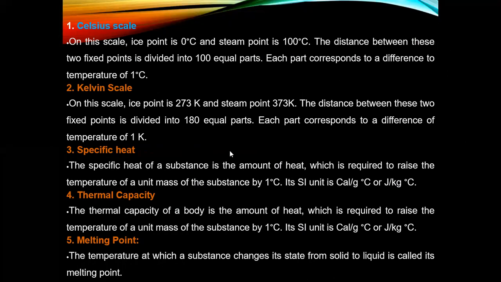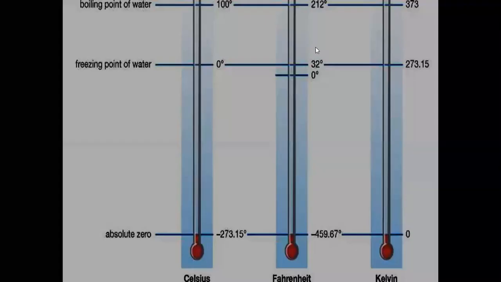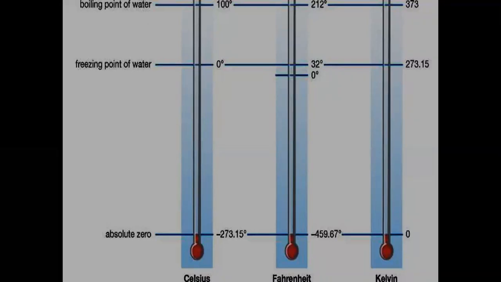The Kelvin scale. On the scale, ice point is 273 kelvins and steam point is 373 kelvins. The distance between these two fixed points is divided into 180 equal parts. Each part corresponds to a difference of temperature of 1 degree Kelvin. So the picture on the screen discloses to you the Celsius scale, Fahrenheit scale, and Kelvin scale.